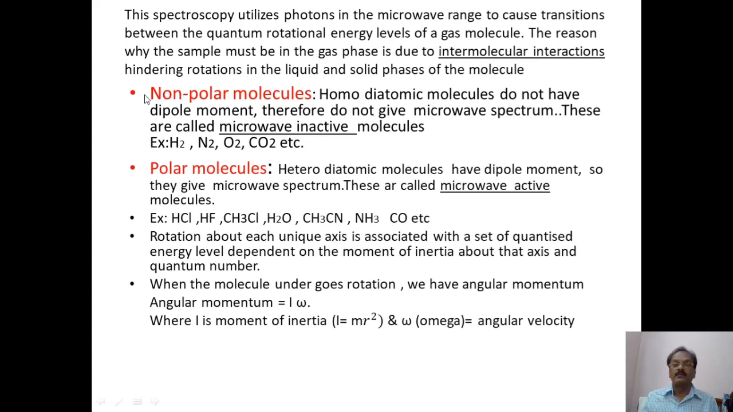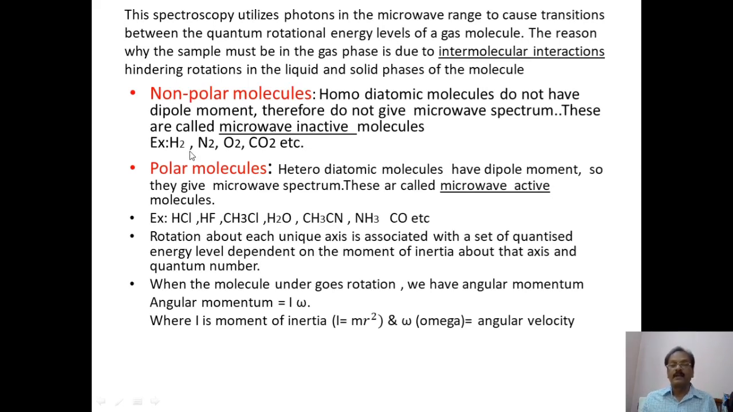As I told you, we have two types of molecules, non-polar molecules and polar molecules. Non-polar molecules, homodiatomic molecules, do not have a dipole moment. Therefore, they do not give a microwave spectrum, and these are called microwave inactive molecules. Examples: H2, N2, O2, CO2, etc. Since the two atoms of the molecule are the same and equally electronegative, there is no distortion or disturbance in the electron density between the two atoms. It lies exactly between them, so there is no chance of getting a plus or minus in the molecule.